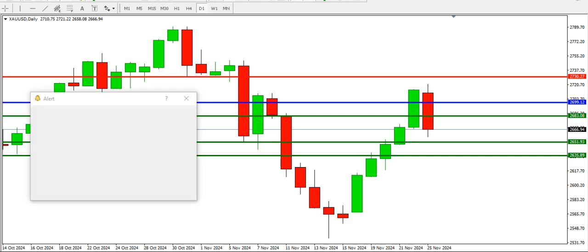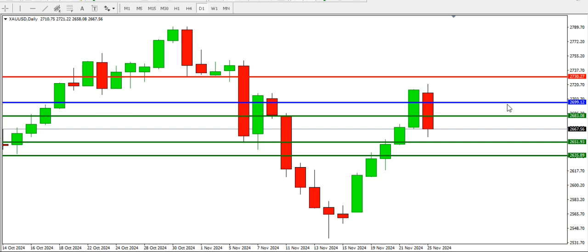Now, using pivot analysis on the daily time frame, the blue line is the pivot line, which is 2699.12. This red line is the first resistance, 2730.27, while the first green line is the first support, which is 2683.08, and the second green line is the second support, which is 2651.93.